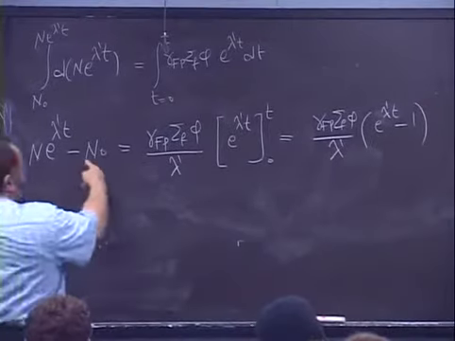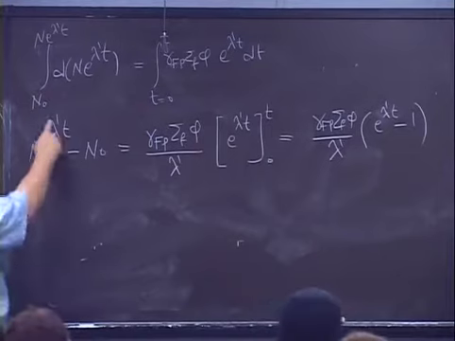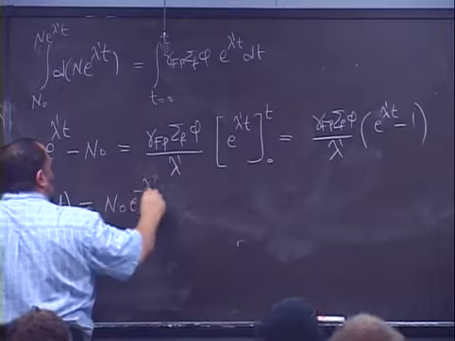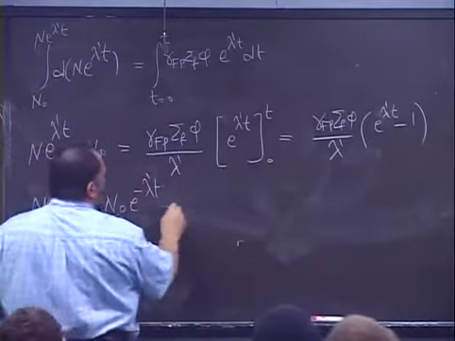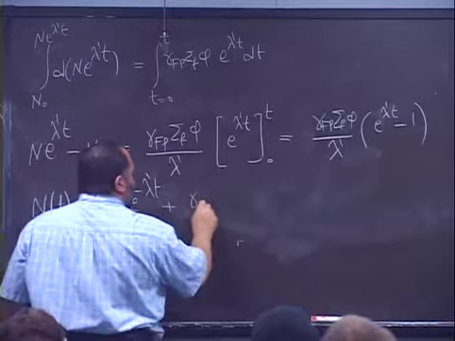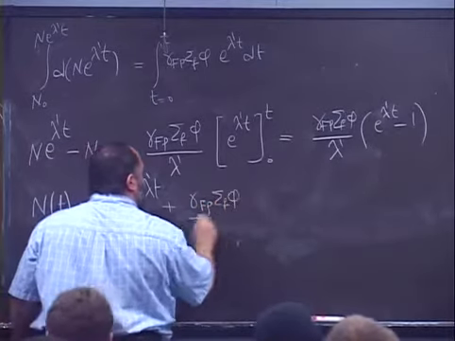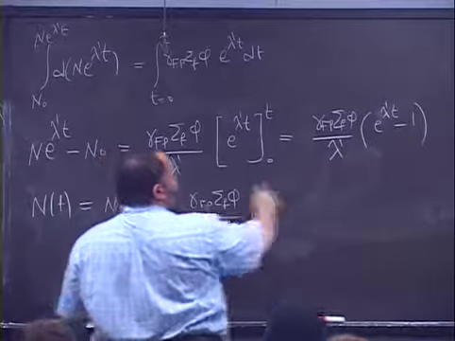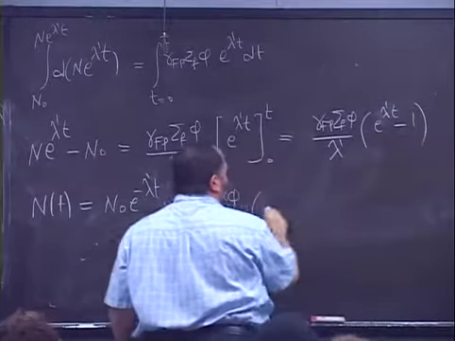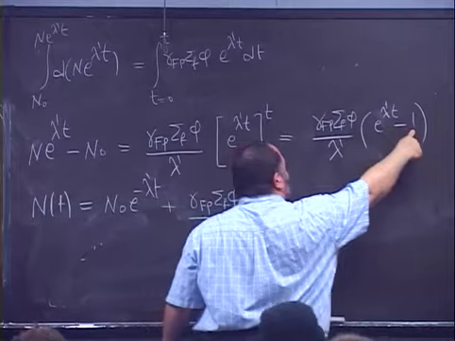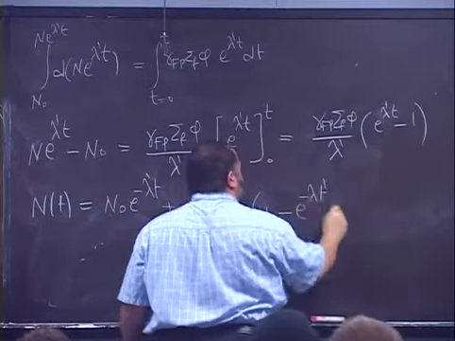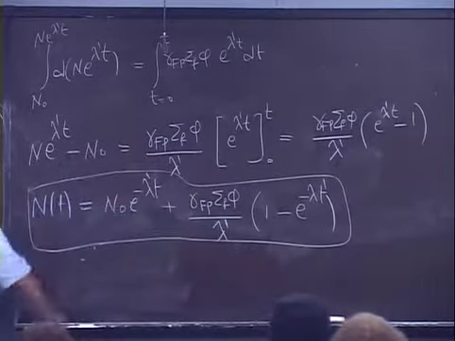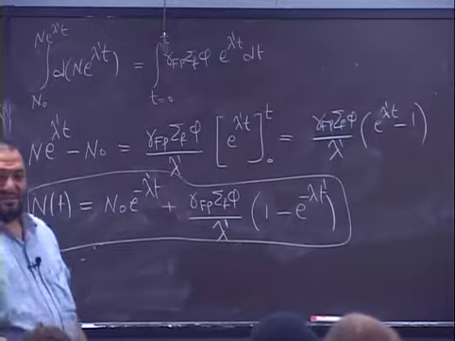If you just bring this one to the other side, then divide by e to the power of lambda prime t, this will give you n of t equal to n naught e to the power of minus lambda prime t plus gamma fission product sigma fission phi divided by lambda prime, and e to the power of minus lambda prime t multiplied by e to the power of lambda prime t will give you 1, and e to the power of minus lambda prime t multiplied by 1 would give you e to the power of minus lambda prime t. So this is a well-known formula if you have production and decay.